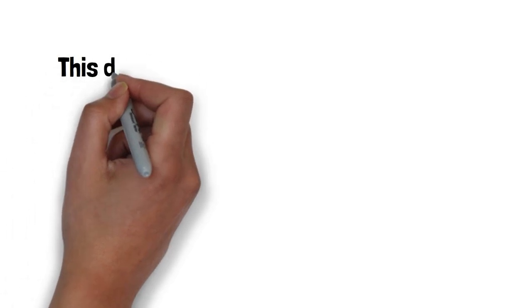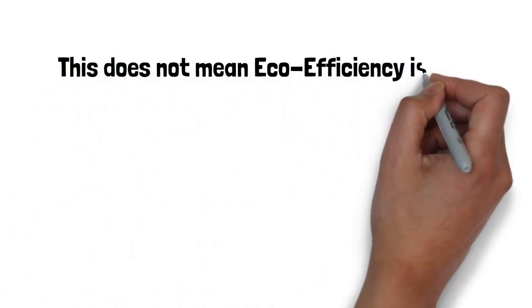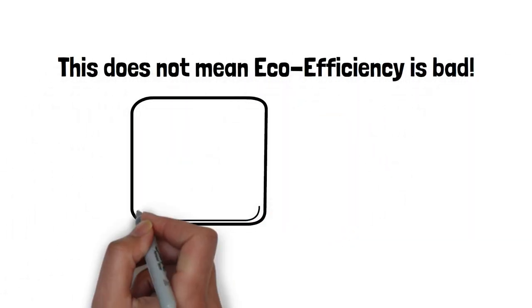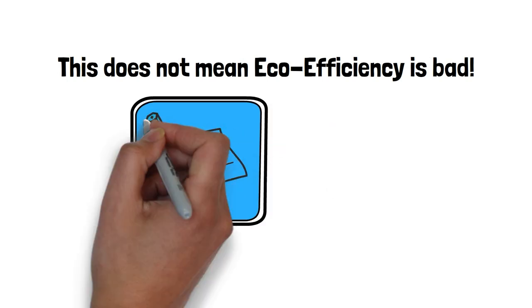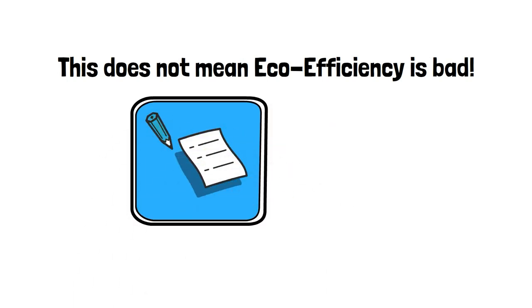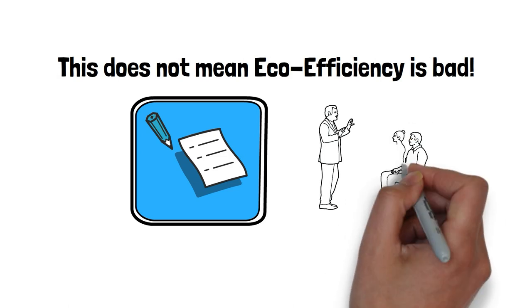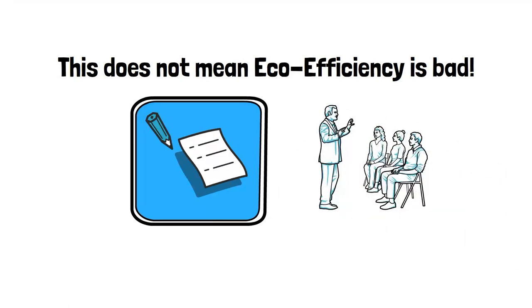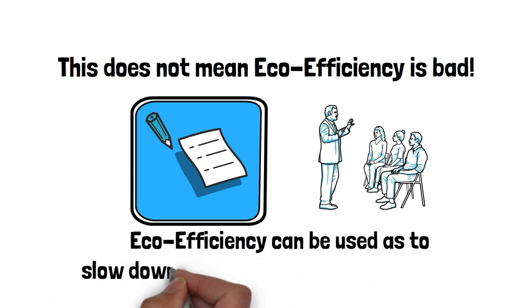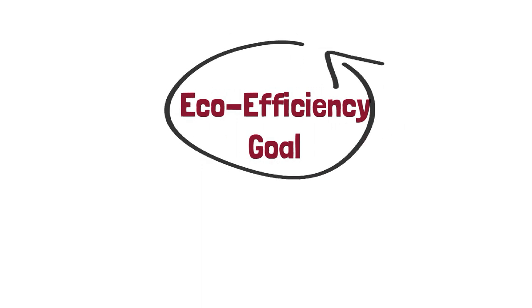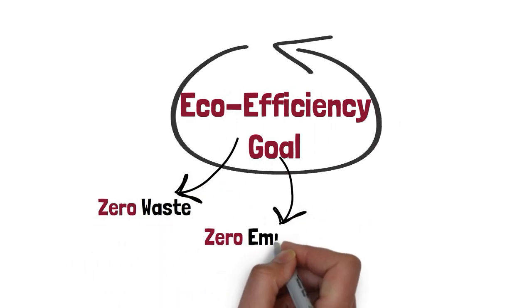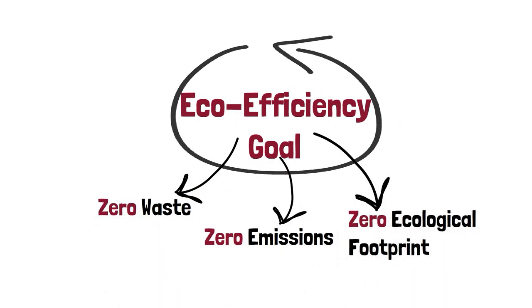Last but not least, this does not mean efficiency is bad at all. When implemented as a tool within a larger system that intends overall positive effects on a wide range of issues, eco-efficiency can actually be a valuable one. It can be used to slow down the current system and turn it around. So what do we do? We should make the goal zero waste, zero emissions, and zero ecological footprint.